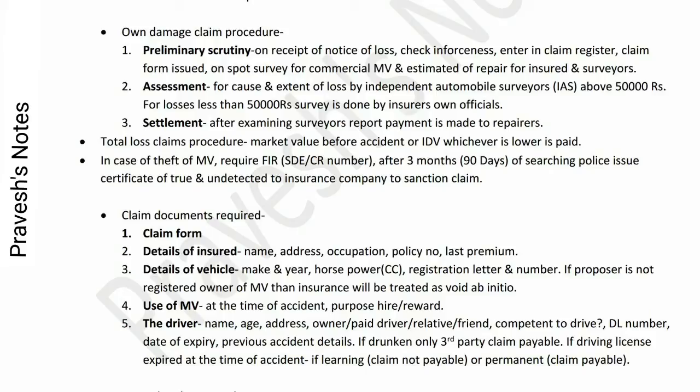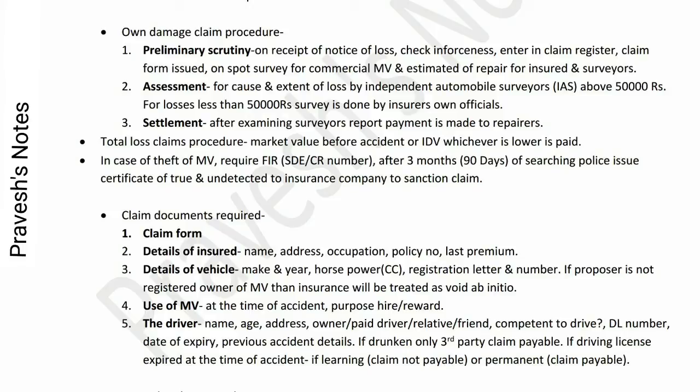Second, details of insured considering name, address, occupation, policy number, and last premium. Third, details of vehicle like make and year, horsepower in cc, registration letter and number. If proposer is not registered owner of motor vehicle, then insurance will be treated as void ab initio. Fourth, use of motor vehicle at the time of accident, purpose, hire or reward.